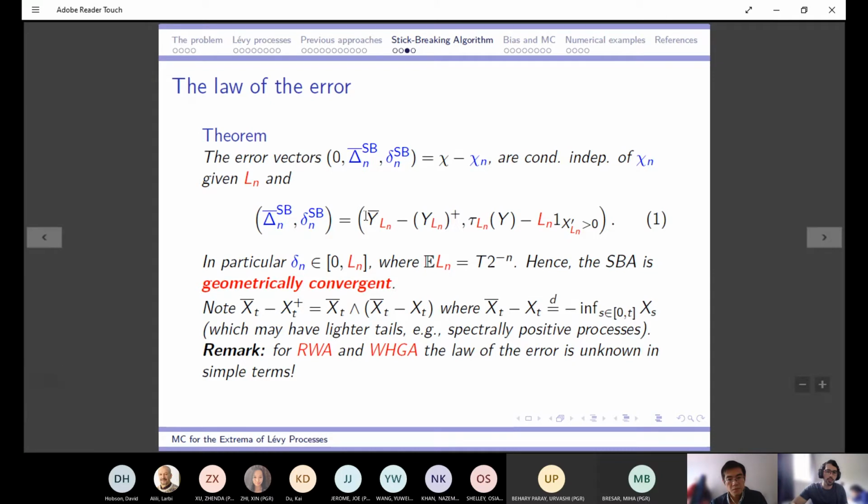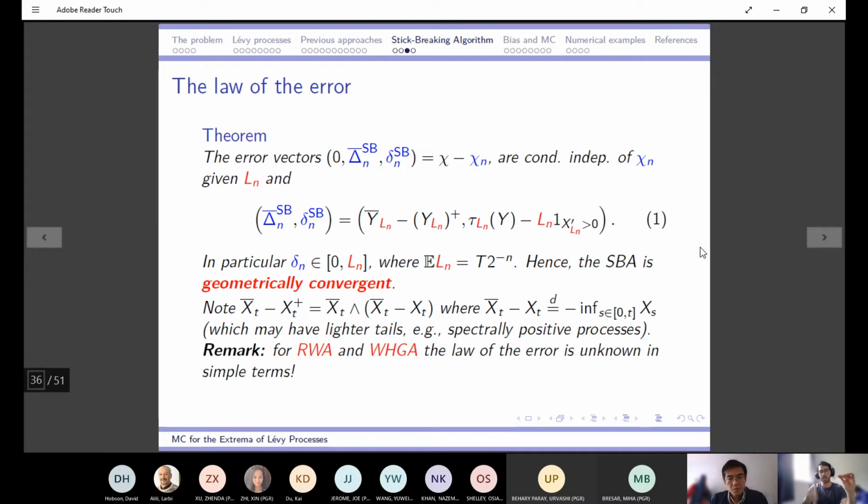Moreover, the error here will also be geometrically small. I'll get to how small it is, or how fast it goes to 0, and it has lighter tails than what you would usually expect. For instance, you could have a Levy process that has infinite expectation, right? So its positive jumps have no mean. They could be like Cauchy distributed, say, and still make this approximation have finite expected error here.